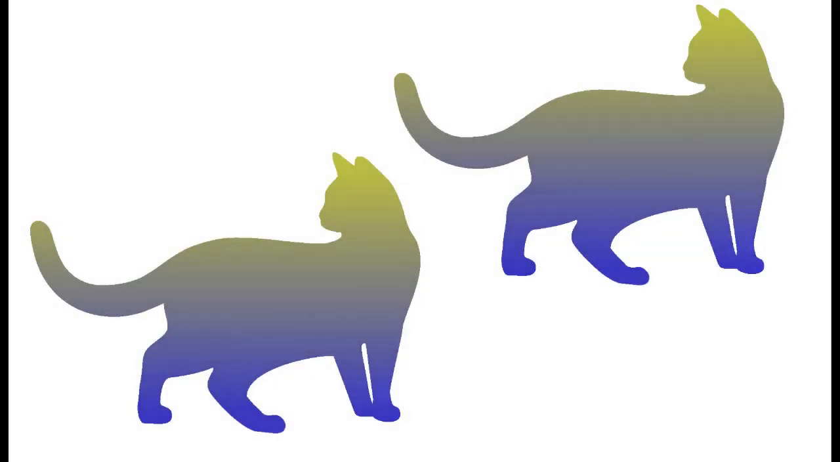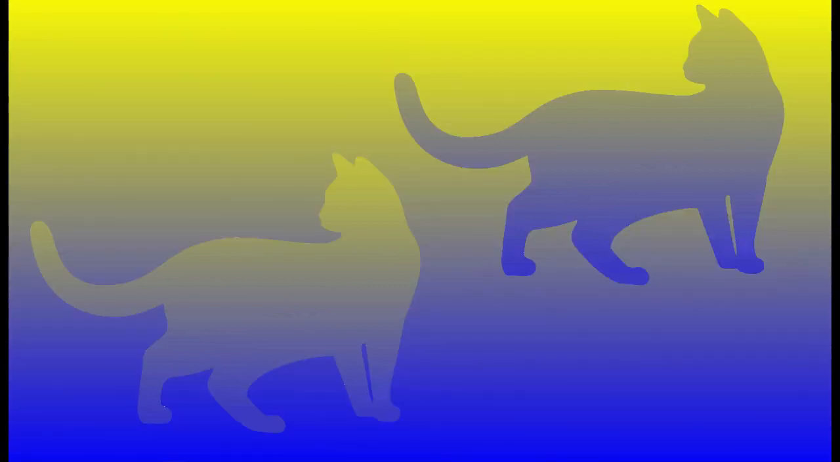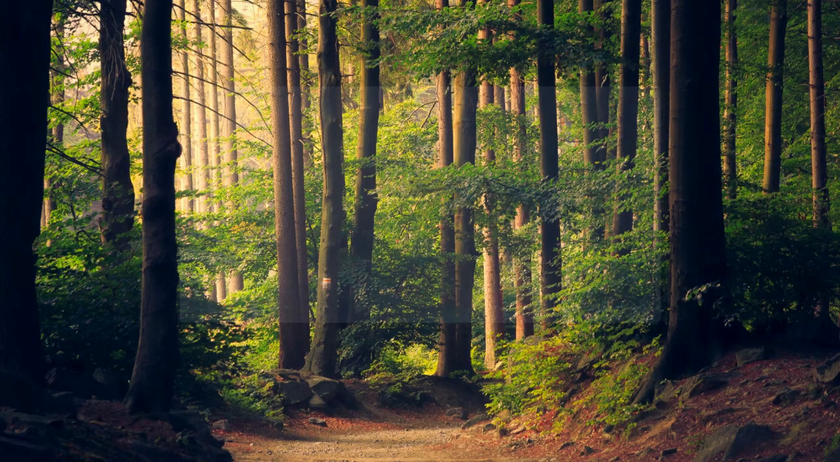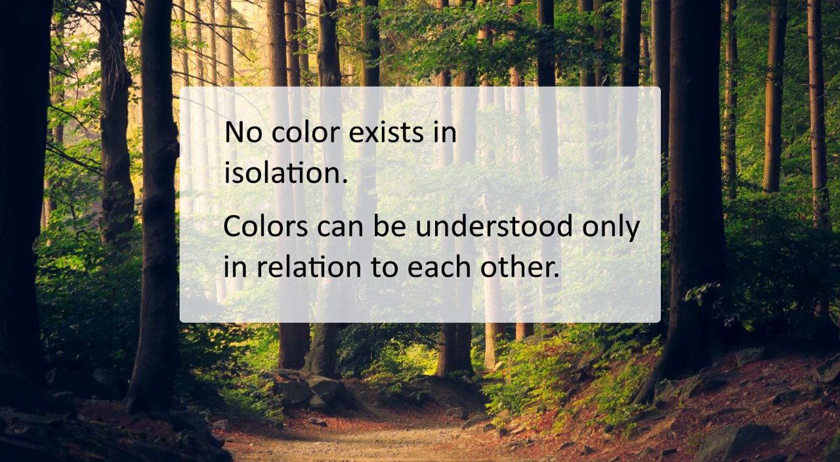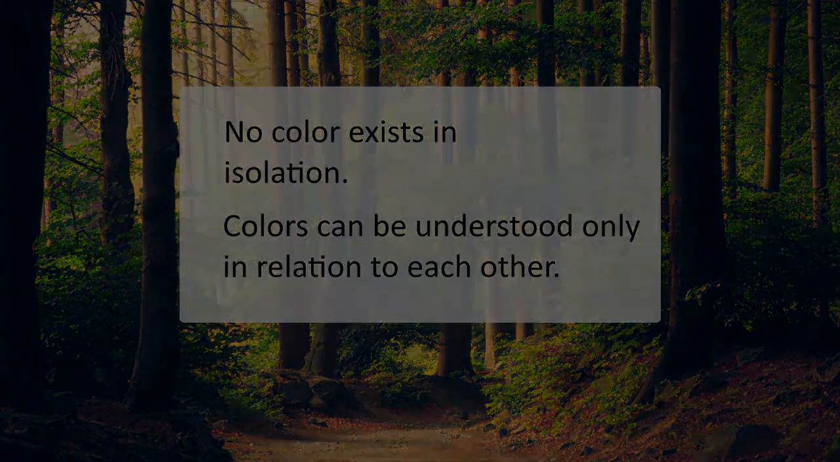This cat's head isn't really yellow or blue. It's more of an olive green. But the olive green looks more blue on a yellow background, and it looks more yellow on a blue background. We can learn an important principle from this. No color exists in isolation. Colors can be understood only in relation to each other. Knowing things like this will help you to see colors more accurately and mix your paints to match them.